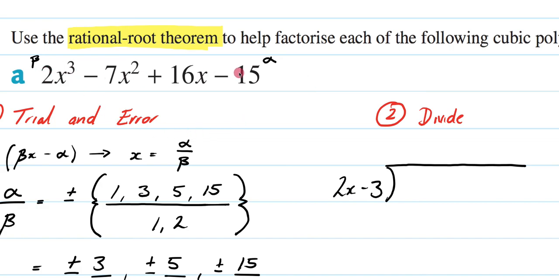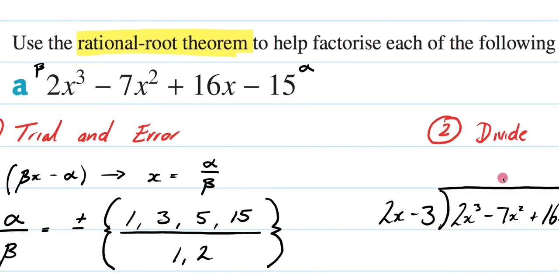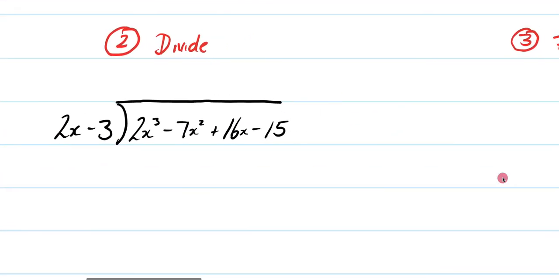So this one right here: 2x cubed minus 7x squared plus 16x minus 15. I come over here, let's do some division.